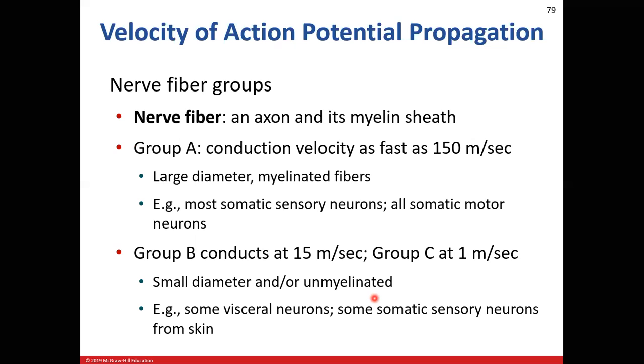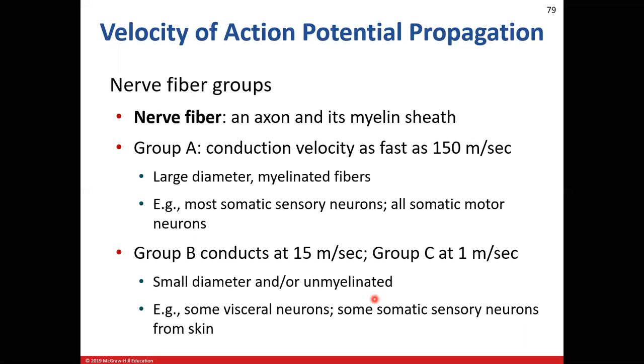So within the velocity of the action potential, not only do we look at nerve diameter and myelination, but we also look at the different types of fiber groups. A nerve fiber is the axon and its myelin sheath, so it's really the conductive region. We have a couple different types of nerve fibers.